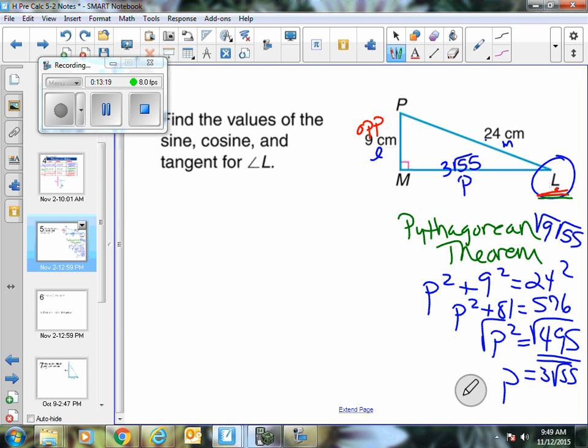Okay, what side is adjacent to angle L? Sitting right next to it. Well, that's the 3 square root of 55. That's the adjacent. Hypotenuse is always across from the right angle. Just taking a moment to do that might save you a little bit of time when you actually write these values. All right, so we're going to go ahead and write the ratios.